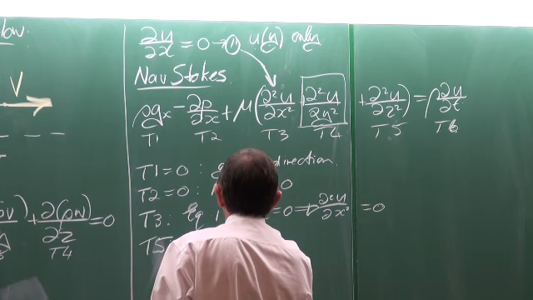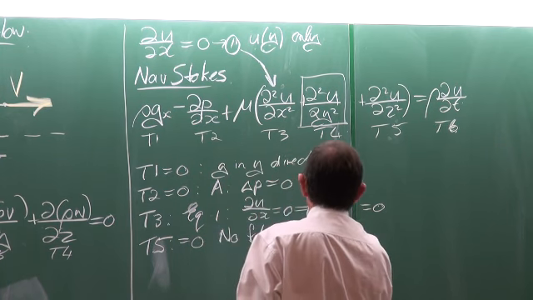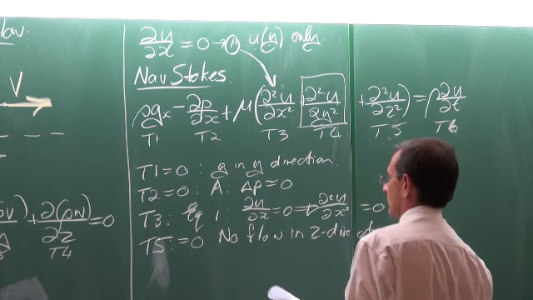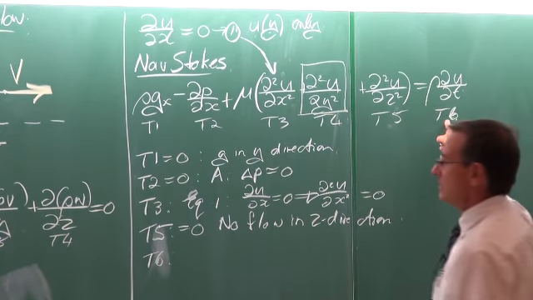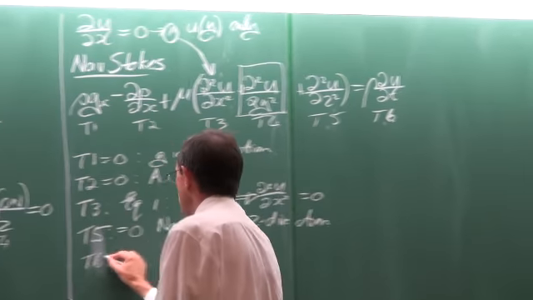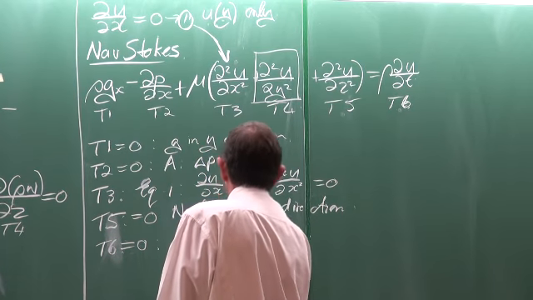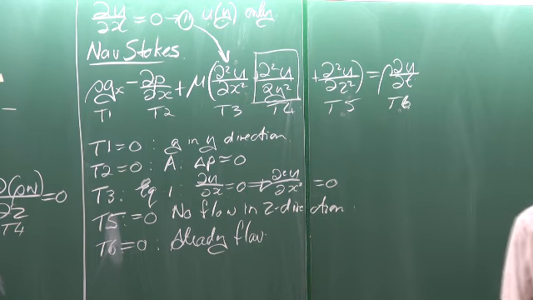So no flow in the z direction. Then T6, that one, equal to 0, because we want to look at steady flow. We want to look at steady flow.